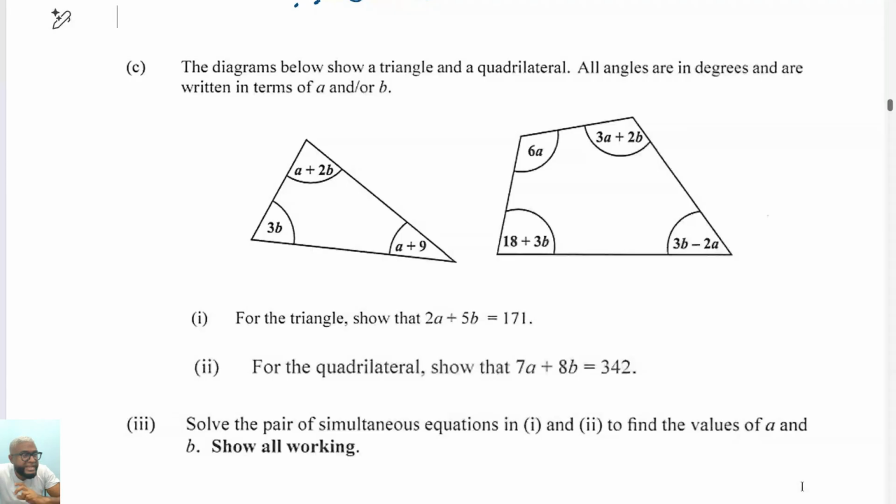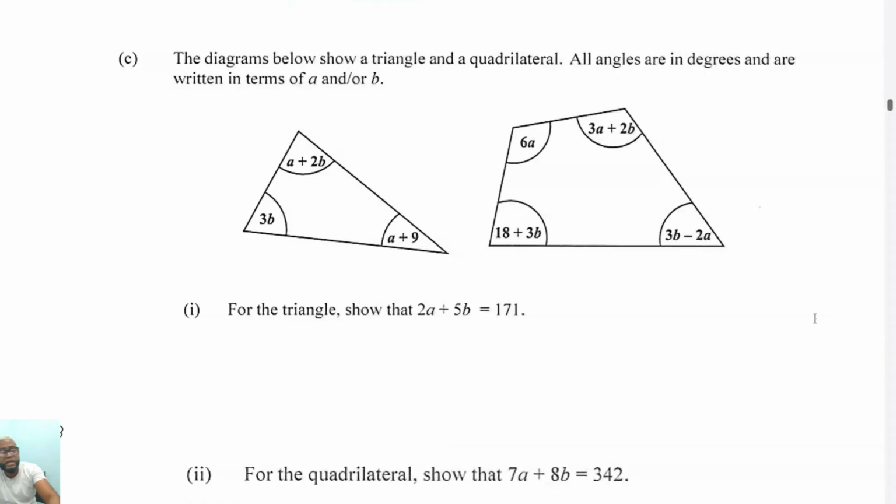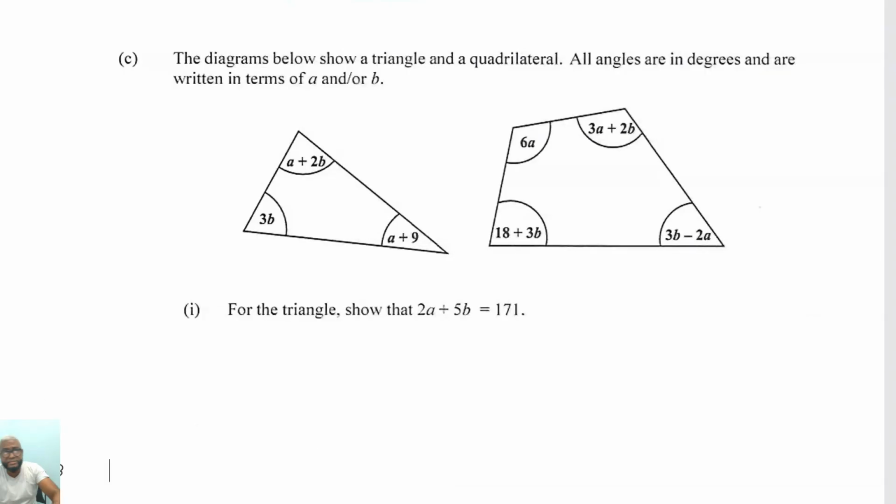Now, on to one of the easiest questions that CXC ever gave in the life of CXC, right? The diagram below shows a triangle and a quadrilateral. All angles are in degrees and are written in terms of A and or B, right? So the three angles in this triangle are given. The four angles in this quadrilateral are given. So for the triangle, they want us to show that 2A plus 5B is equal to 171. So I want you all to write this for me in red, because I'm giving you all notes even when we are doing the past papers.